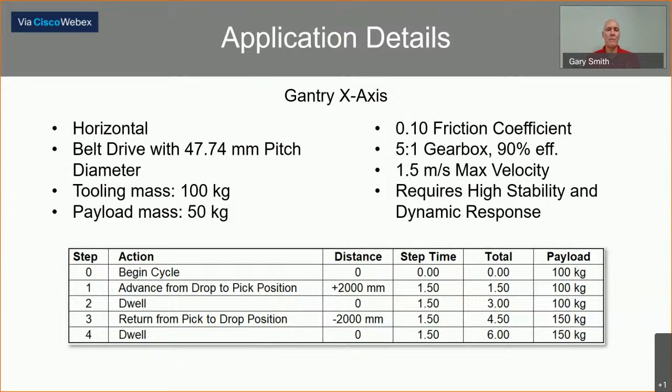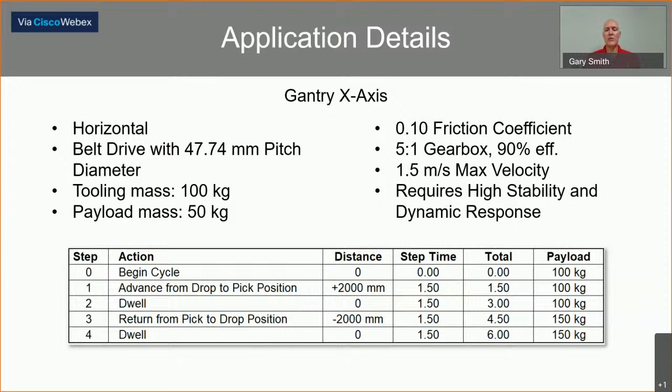We're going to assume a 0.1 coefficient of friction, which is a relatively conservative value that we commonly use. The gearbox that's part of the actuator is a 5-to-1 gearbox with a 90% efficiency. Based on that combination of gearbox and actuator, the manufacturer has specified a limitation of no greater than 1.5 meters per second.